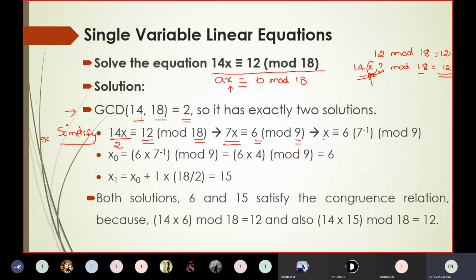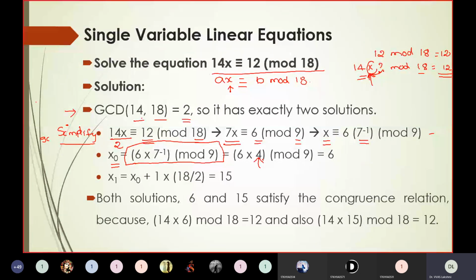Here we are going to find the value of x. That's why x will be on the left side and all the remaining constants should move to the right side. So whenever 7 moves to the right side, it will be an inverse operation. 6 into 7 inverse mod 9. This is the x naught value. So here 6 remains, but 7 inverse is changed into 4.